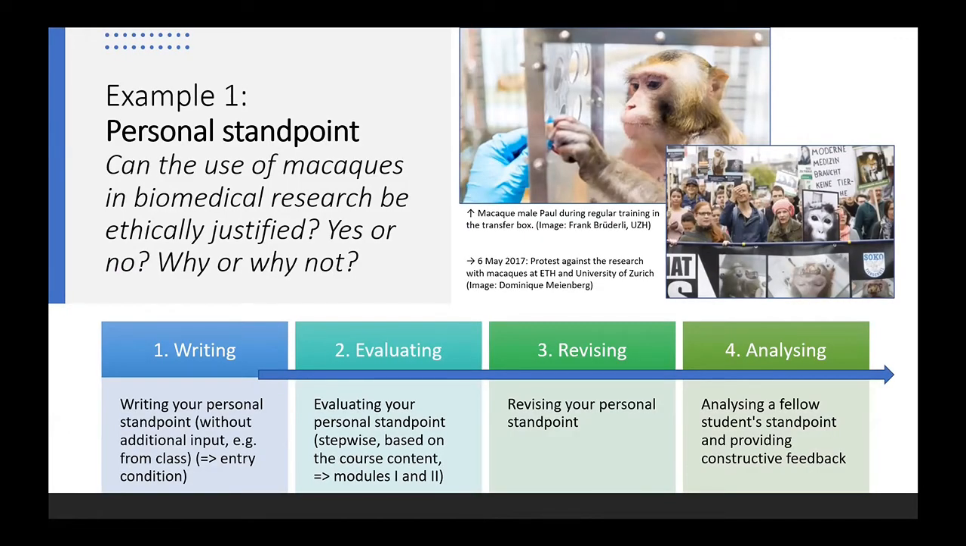Third step is then, based on the input and their evaluation outcome, revising the personal standpoint. It's very rare that students go from a pro to a con standpoint, but at least they try to make a more well-reasoned position and include ethical aspects. And the last step then is analyzing a fellow student's personal standpoint and providing constructive feedback.